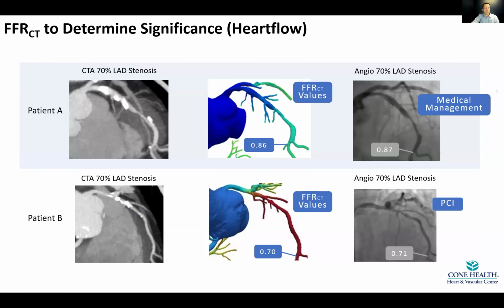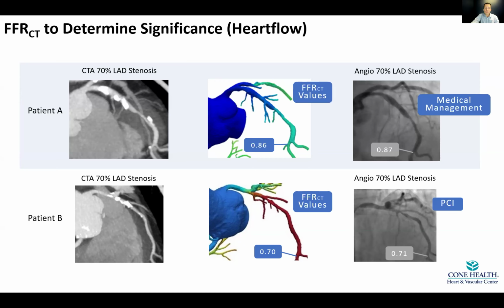This is just how we use it as well. We get lesions in the moderate range or even mild range. These are just 2 case examples showing FFRCT. And what FFRCT is, it's fractional flow reserve by CT. We're actually able to take the CT data and determine what the flow is across these lesions. These are 2 patients, patient A and B, both have 70% lesions here.